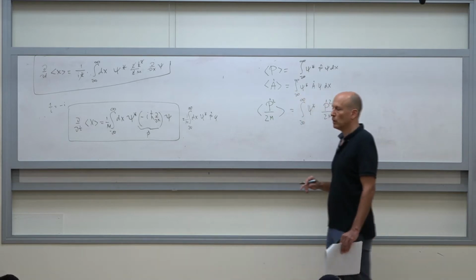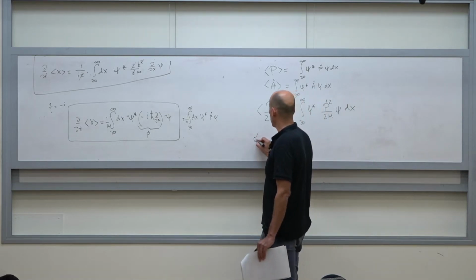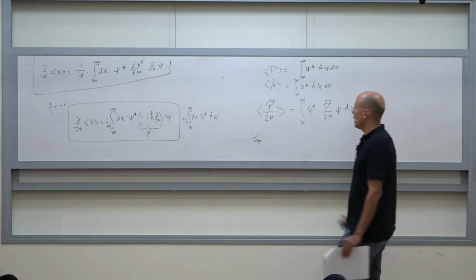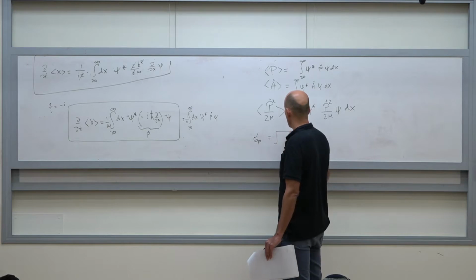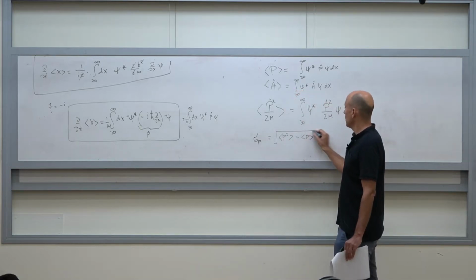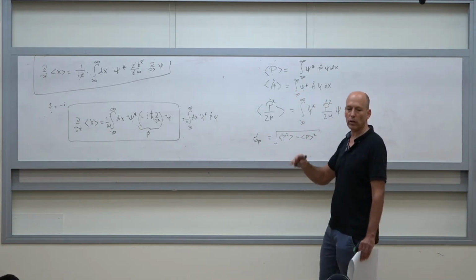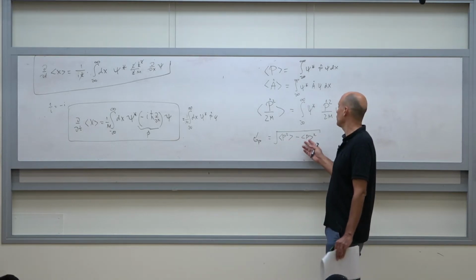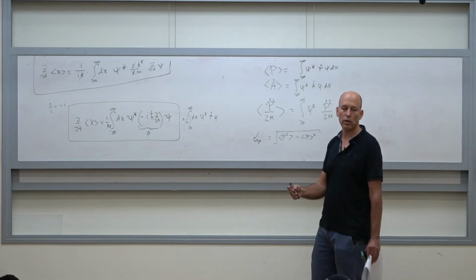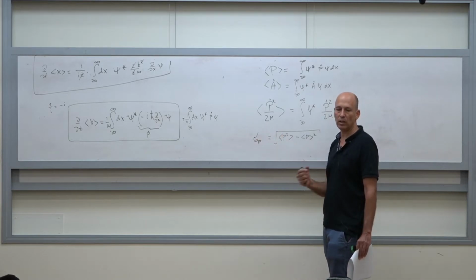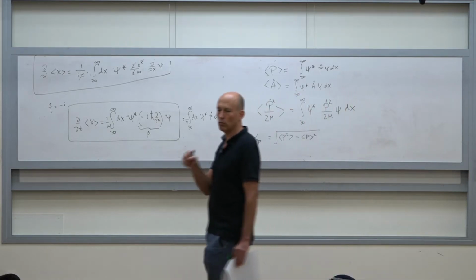Or I can look at the variance of momentum, as before I had the variance of position. That is equal to the square root of the average of p squared minus the square of the average of p. I have to calculate the wave function, I have to calculate p squared, and I have to calculate the average p, which is proportional to the average velocity. This gives you the uncertainty in the measurement of momentum.